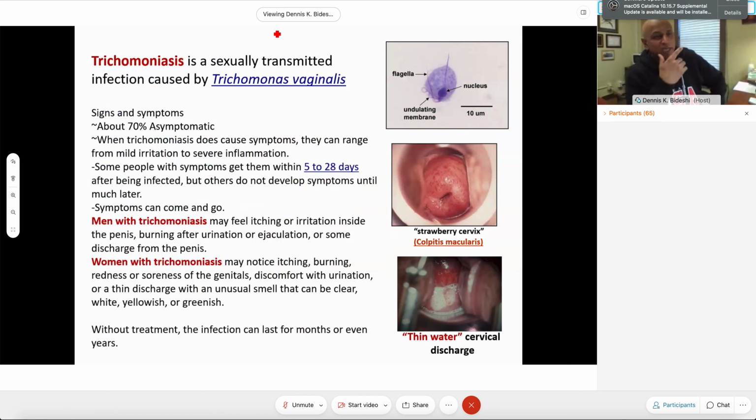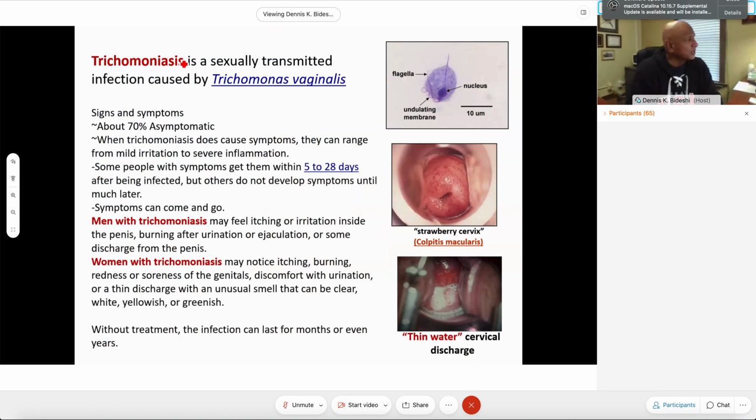And we talked about soft chancre by Haemophilus ducreyi, LGV by Chlamydia trachomatis. We also talked about Donovan disease, Donovanosis, right? Caused by Klebsiella granulomatis. But here's the thing. There's only one parasite that's known to be transmitted sexually, technically.